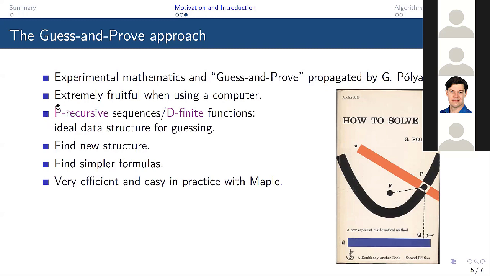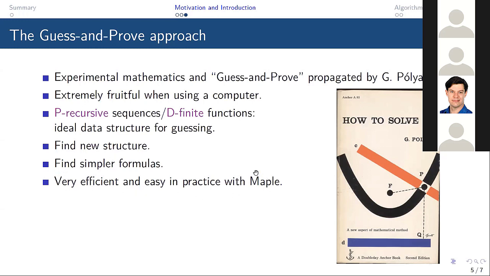And moreover, the two classes I just mentioned, the pure recursive sequences and definite functions, are an ideal data structure for the guessing. So what I mean by this: imagine you already have a sequence and you don't know the underlying structure of it, for example the recurrence relation. Using these techniques, you can input the data and find the structure, but also simpler formulas.